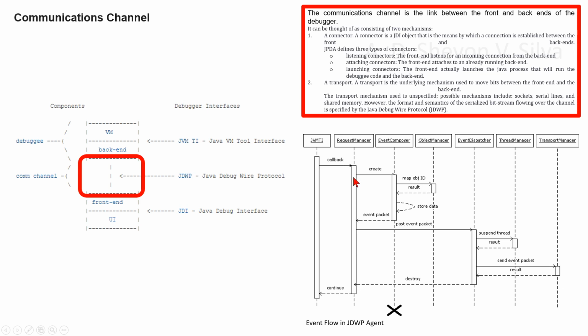Two, the event handler creates an event composer object, which wraps the event packet and fills it with the corresponding data using the object manager. Several events for different event requests can be grouped into the event packet if required.